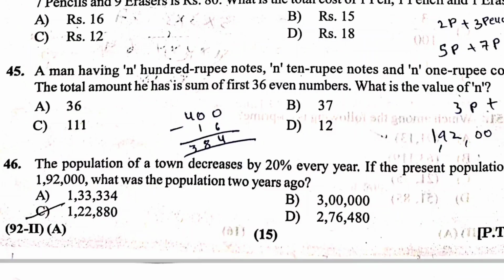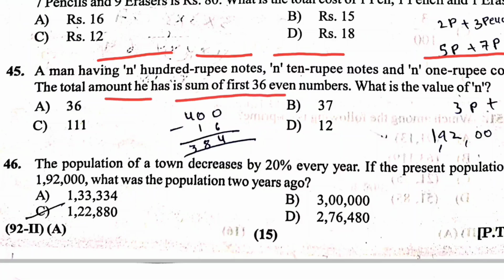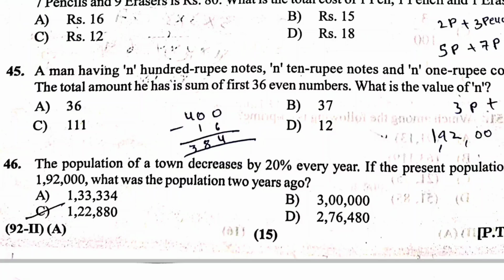Next question is, a man having n 100 rupee notes, n 10 rupee notes and n 1 rupee coins, the total amount he has is the sum of the first 36 even numbers. What is the value of n? Okay, so let us suppose here, let us see the total amount he has.